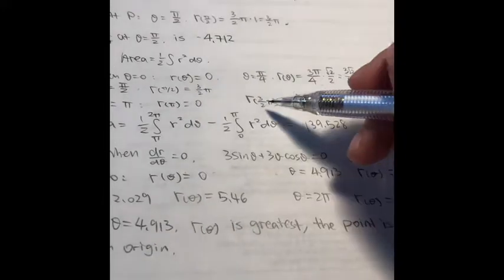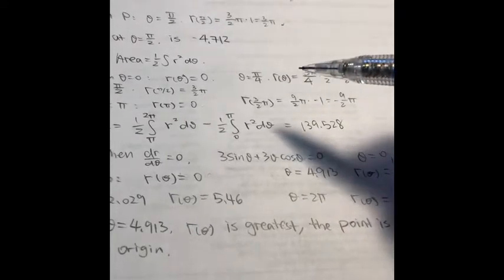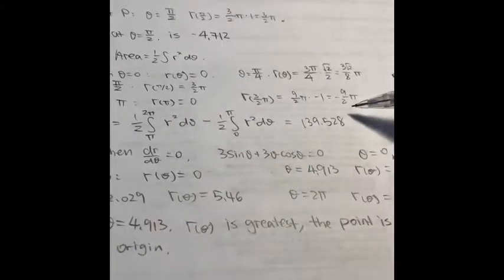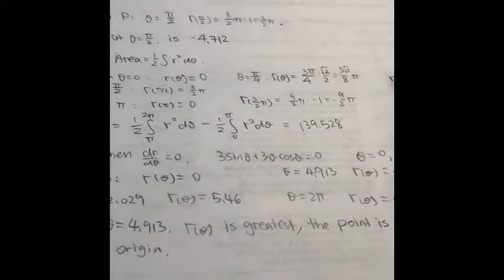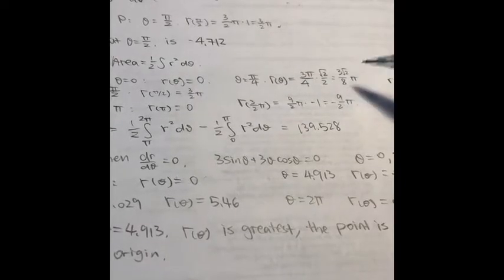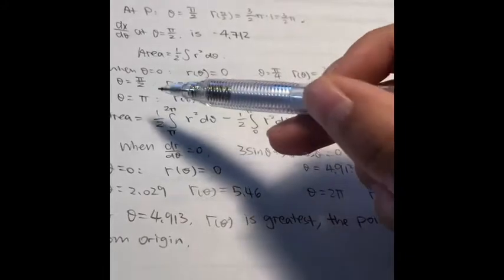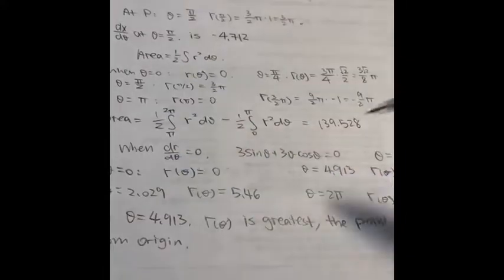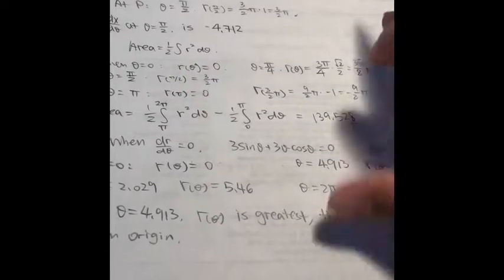And when theta equals 3 pi over 2, r is equal to negative this. Because the absolute value of this is definitely greater than this, we know that after theta is equal to pi, it is going to the outer loop.